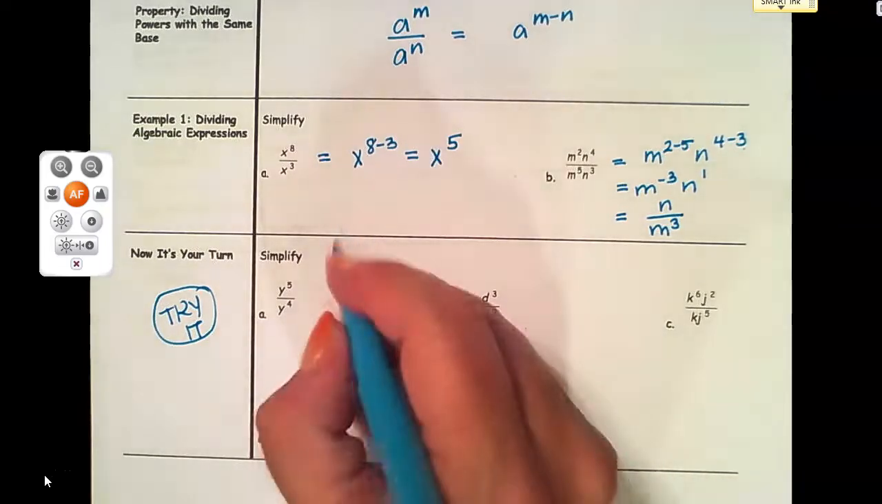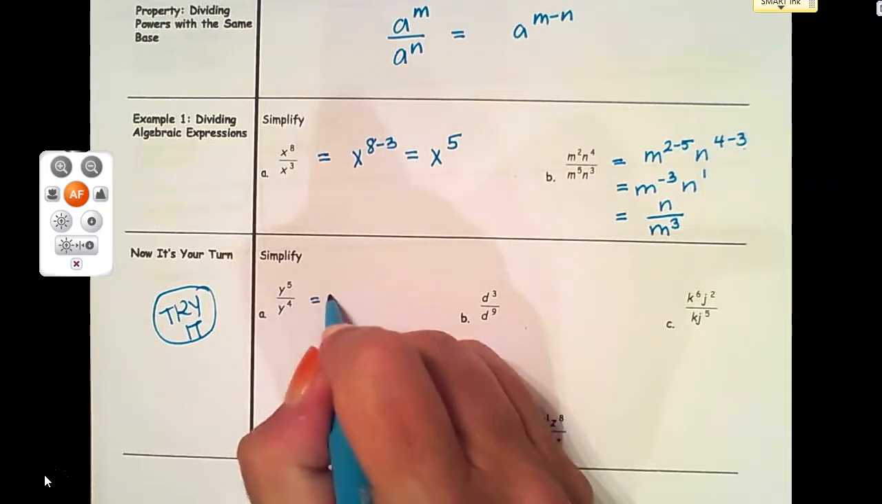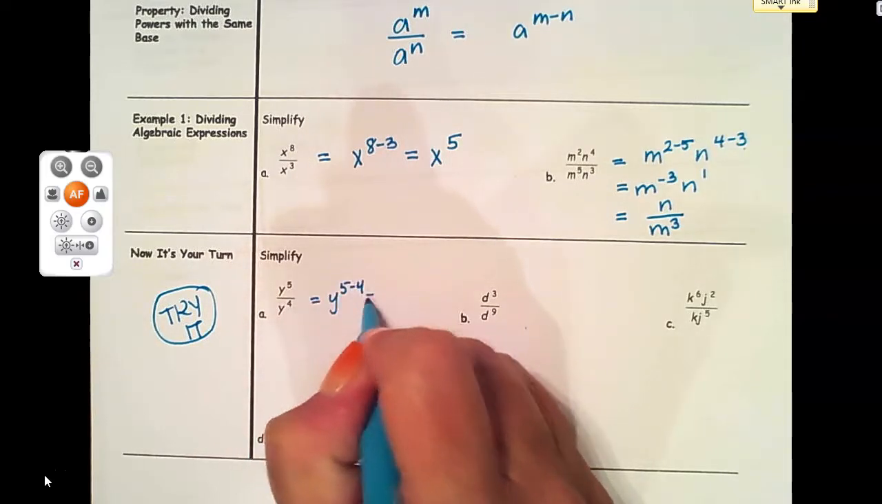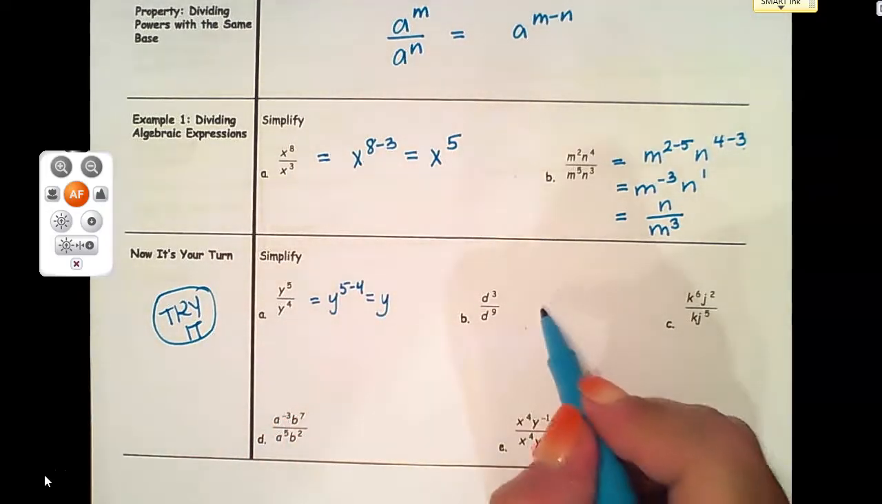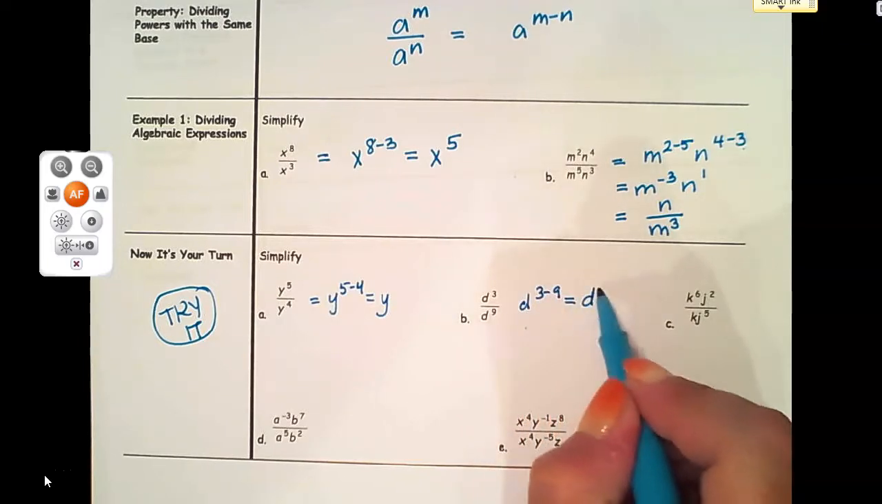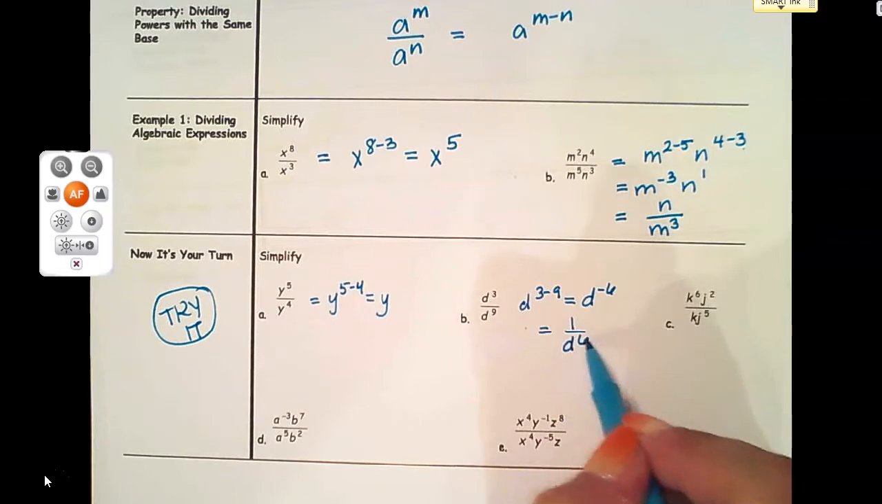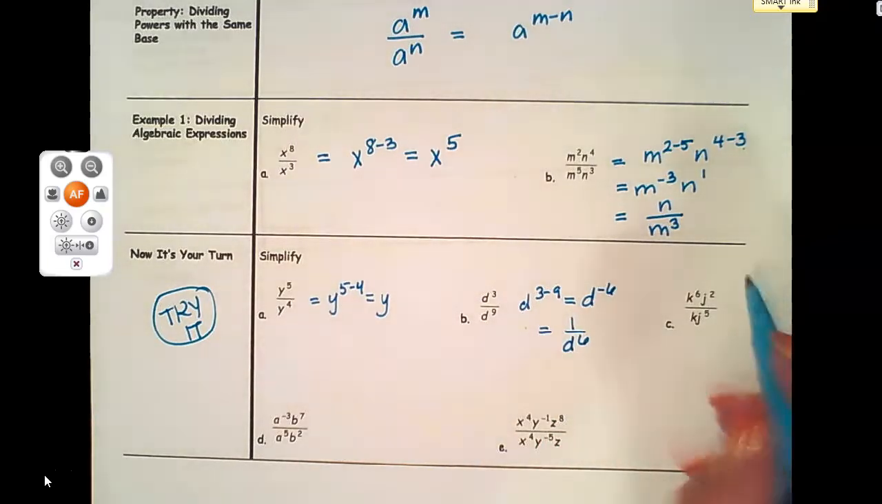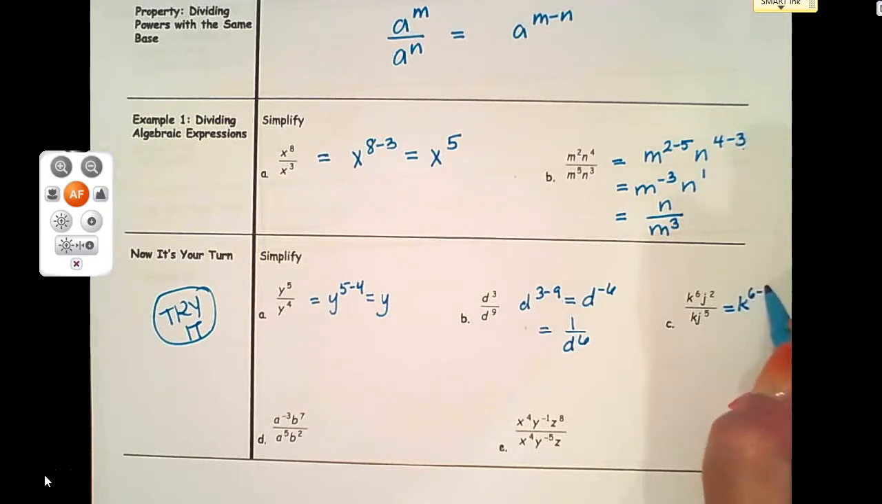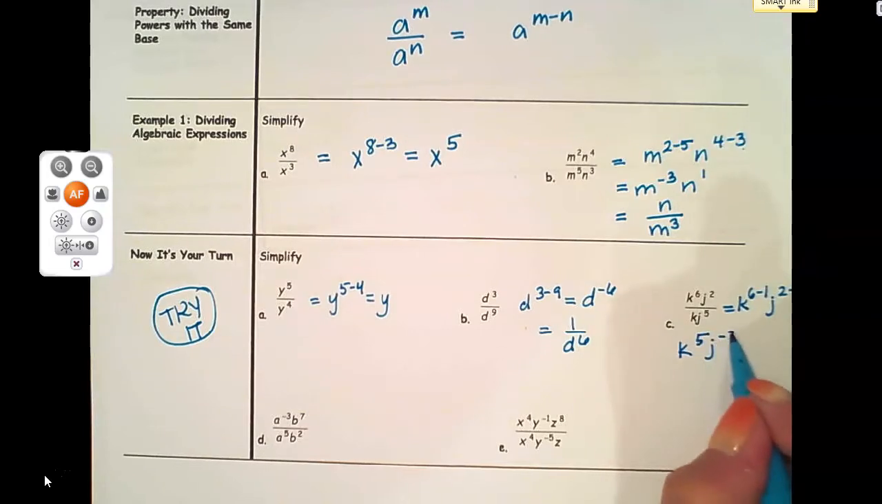And welcome back. Let's check A through E. I've got y to the 5 minus 4, or just plain old y. I've got d to the 3 minus 9, which is d to the negative 6th, which is 1 over d to the 6th. Here I have a few different variables. k to the 6 minus 1, j to the 2 minus 5. So that is k to the 5th, j to the negative 3rd.